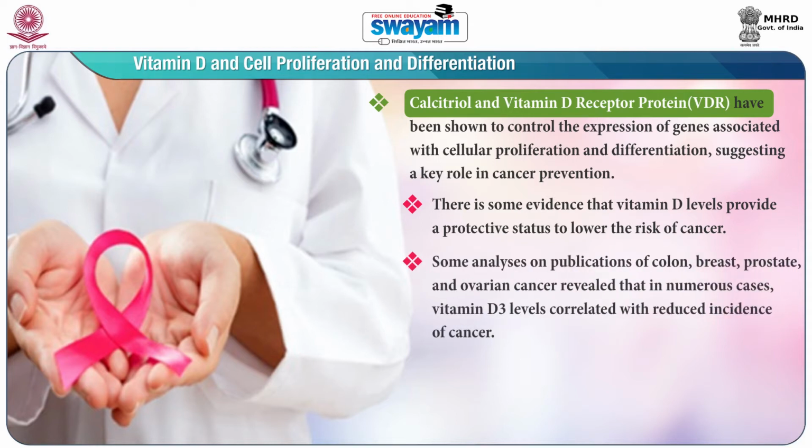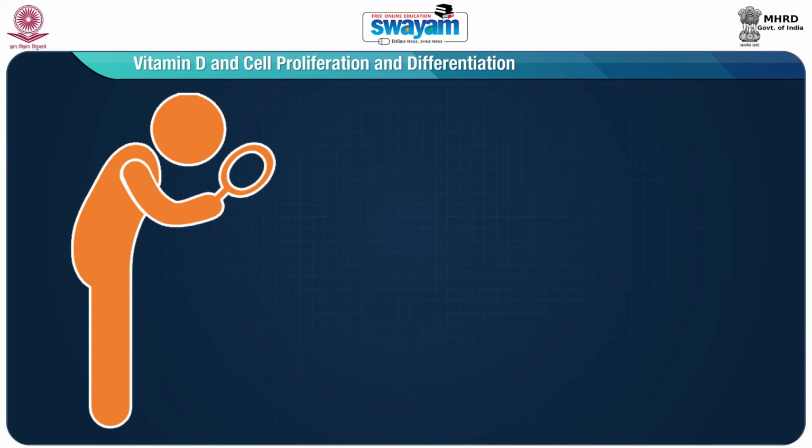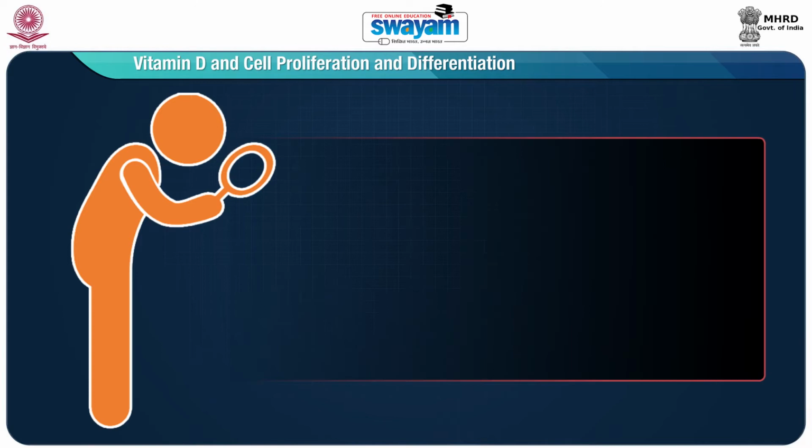Some analysis on publications of colon, breast, prostate and ovarian cancer revealed that in numerous cases vitamin D3 levels correlated with reduced incidence of cancer. Researchers have also found that higher vitamin D levels are associated with a lower risk of colorectal cancer.